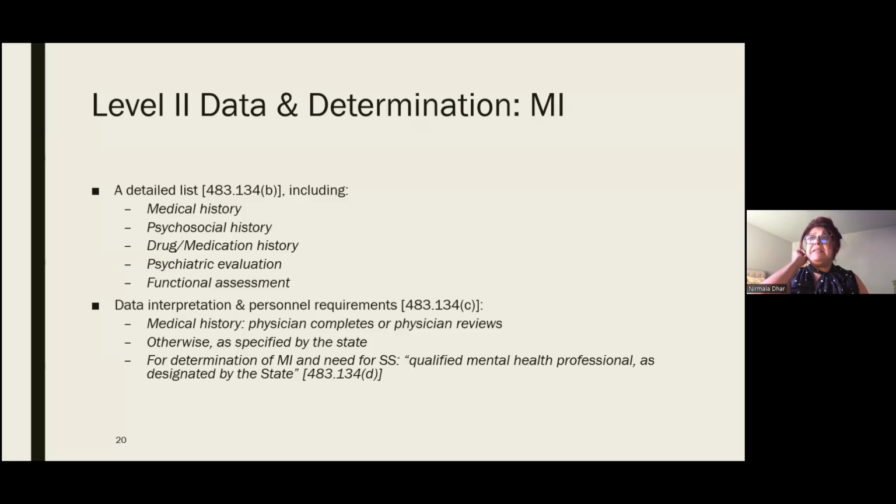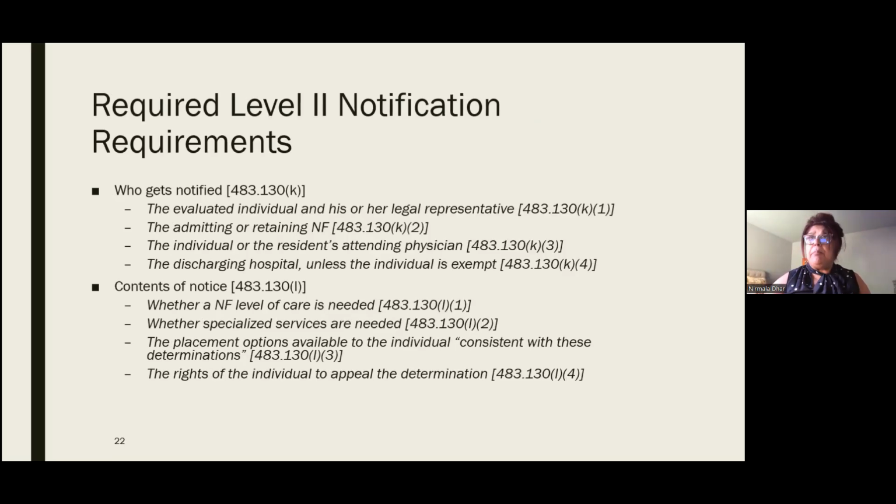So here are some things that you do in level 2. You collect all of this data: medical, psychosocial, drug, medication, any kind of psychiatric evaluation, what kind of functional assessments have been done, whether they have gone to a neurologist or they're getting physical therapy. So as you can see, it's very, very comprehensive. Once all of that is done, who do you send that notification to? You send it to the individual or legal representative, to the nursing home, to the physician, and to Oregon Health Authority.